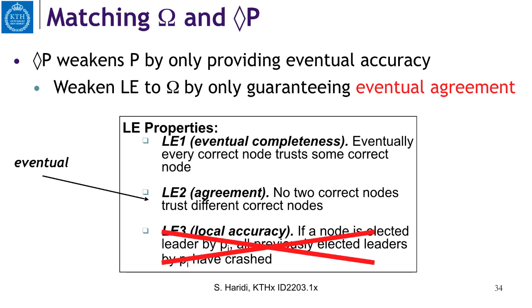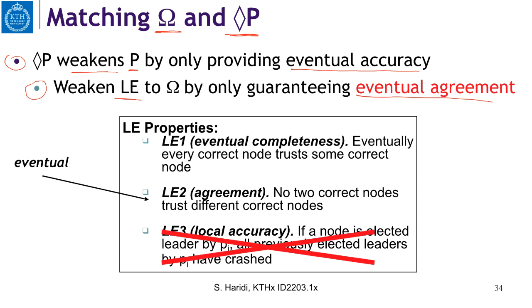So eventual leader election omega and diamond P, the eventual failure detector, are quite similar. As we can see, diamond P weakens the perfect failure detector P by only providing eventual accuracy. In the same manner, omega weakens LE by only guaranteeing eventual agreement.